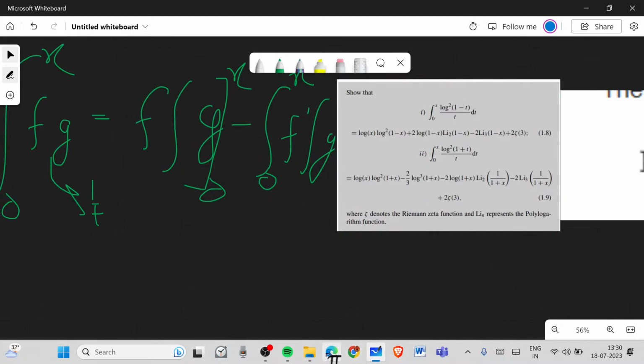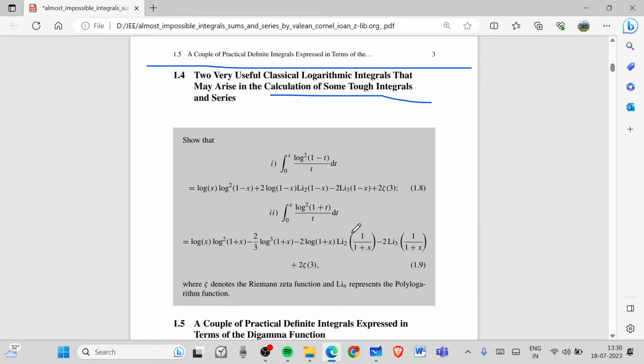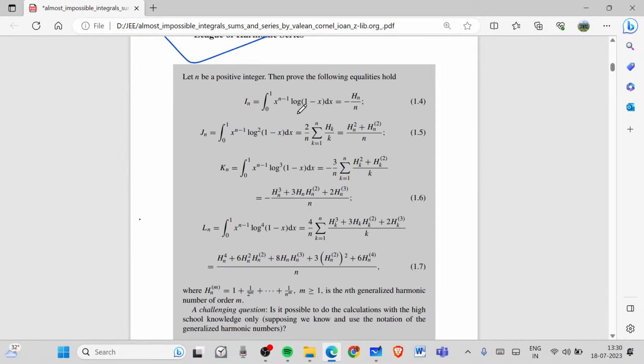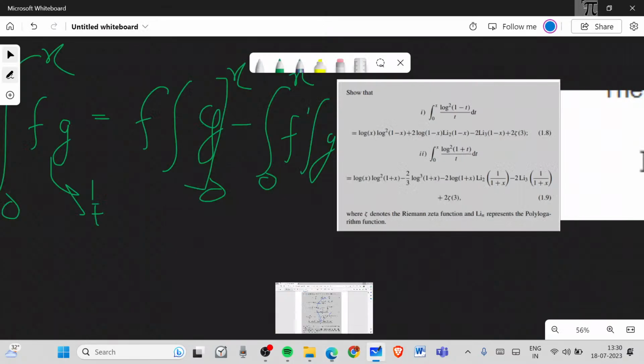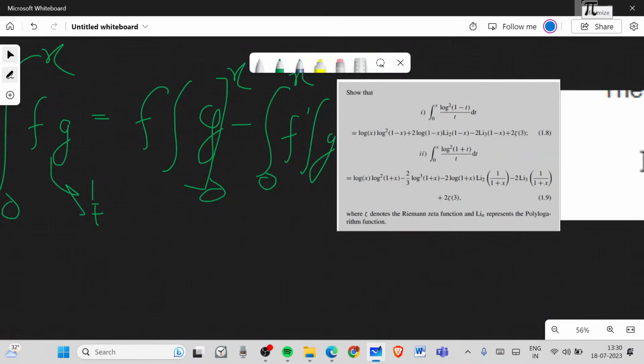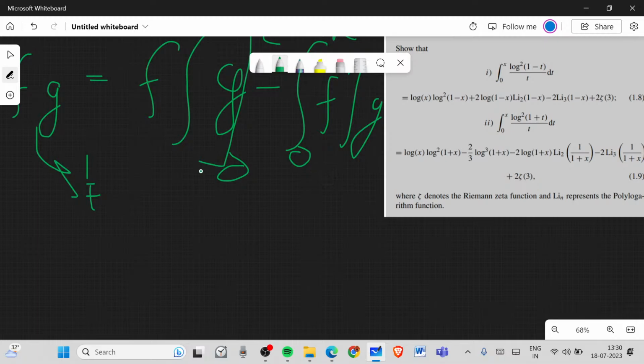I'm thinking that in the previous question, it was something like ln(1 minus x), ln(1 minus...). So can we again make it in the form of a power series? Okay, we'll think about it later. Let's first try to do it the way we are trying right now. So basically its derivative: g is 1 by t, f is ln square (1 minus t).